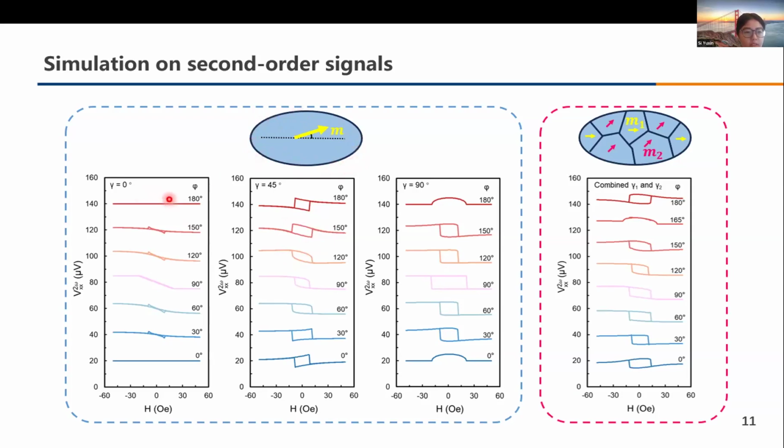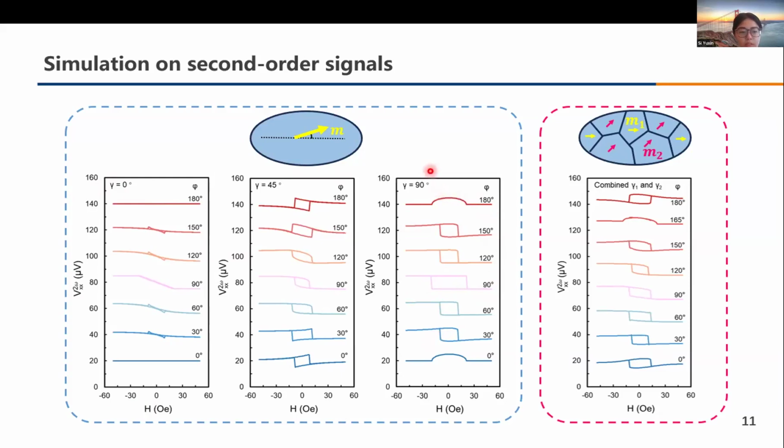And here the angle gamma refers to the angle of the easy axis relative to the x direction. The simulation results with gamma equal to 0 degrees closely match the experimental results from sample 1. And when gamma is 90 degrees, the simulations are similar to the experimental results for sample 2, which is deposited with a bias field along the y direction.